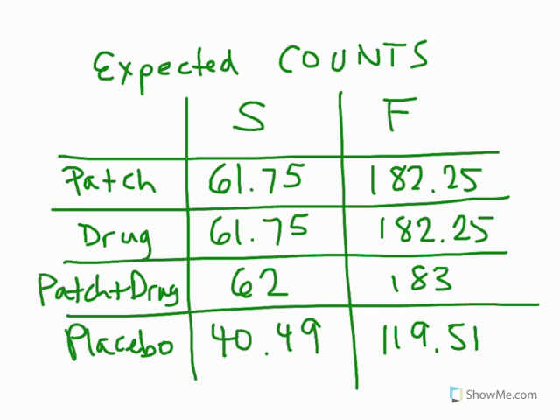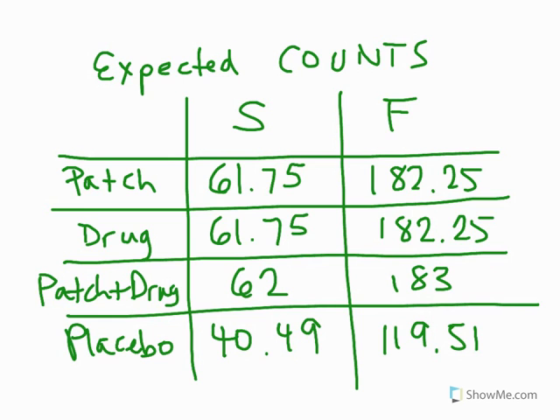So here's the table, and you'll notice that the expected counts for the successes for the patch and the drug are the same, and the expected number of failures are the same. Kind of makes sense if you think about it, because for the successes and failures, those numbers were the same anyway, as between the patch and the drug. And so when we look at the row and column totals, it's going to make sense.